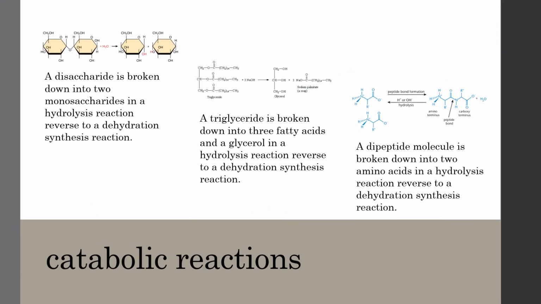Here are some catabolic reactions, reversed from the anabolic ones, that include complex carbohydrates decomposed into monosaccharides, triglycerides decomposed into glycerol and fatty acids, and proteins broken down into amino acids.